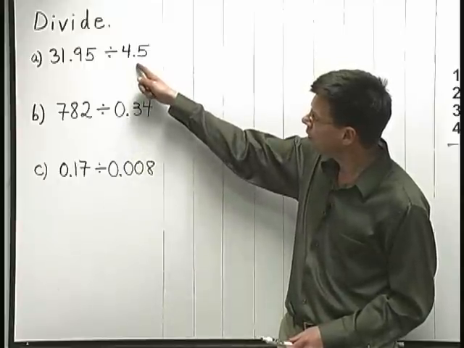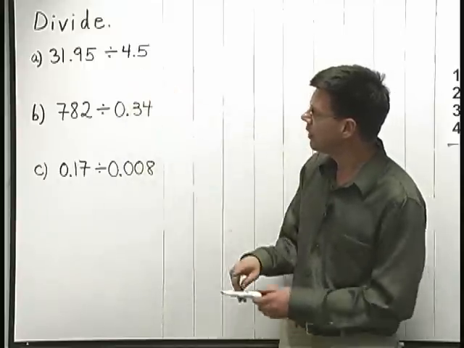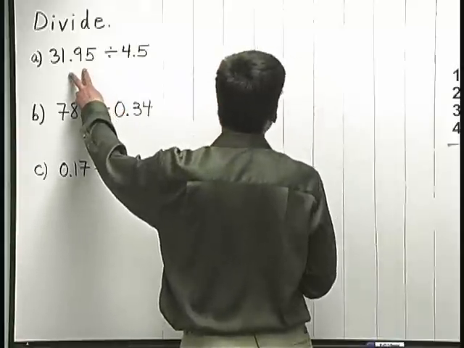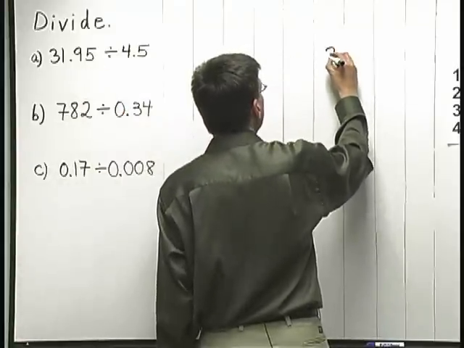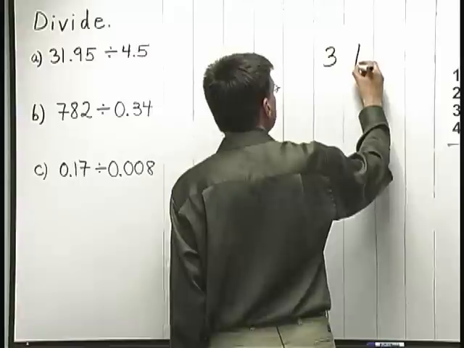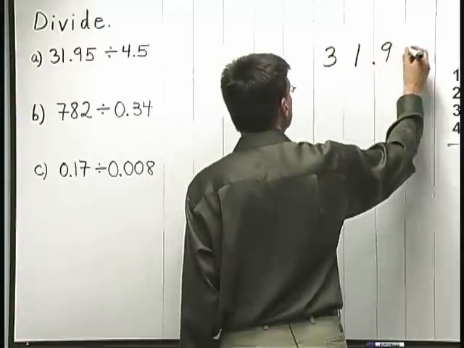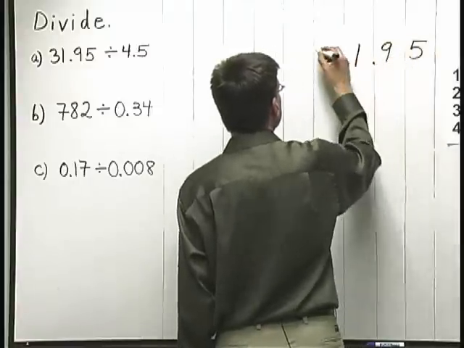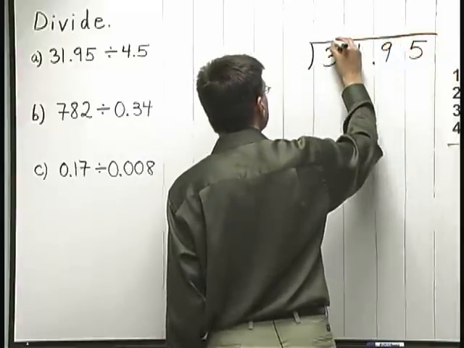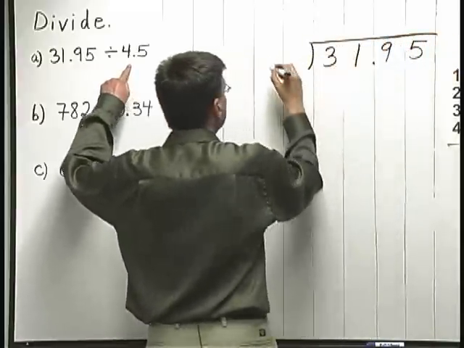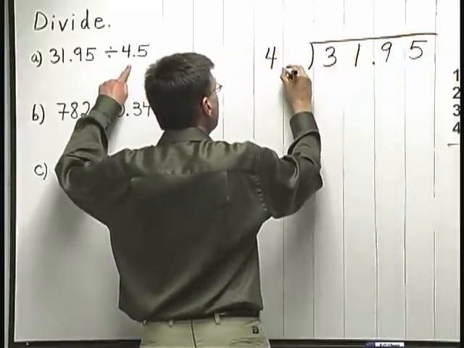I'm going to begin with A here. Let's set this one up. 31.95 goes inside the long division box, divided by 4.5, which goes in front.